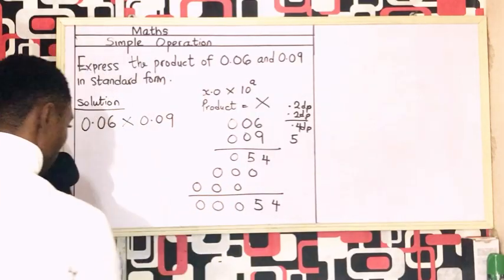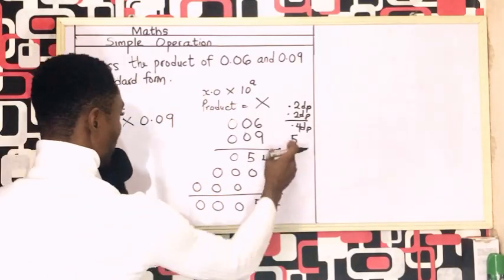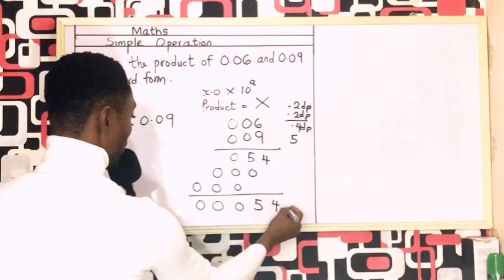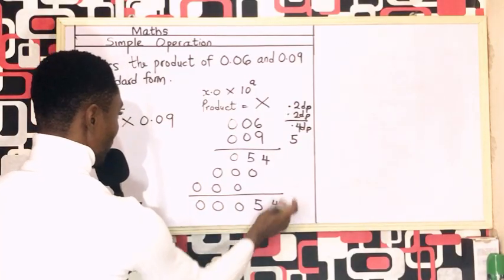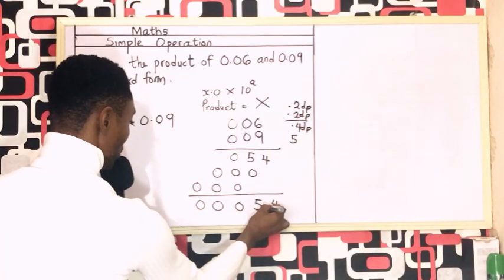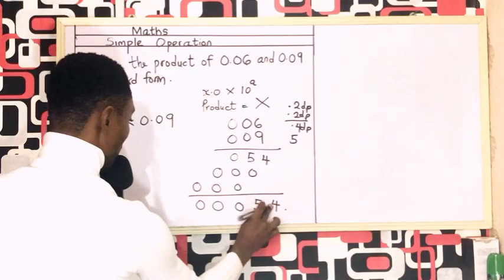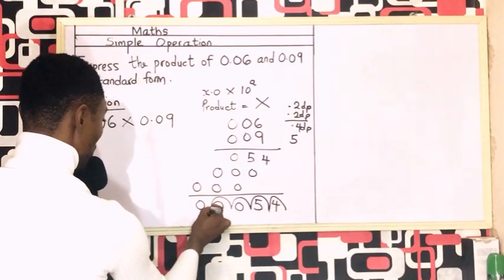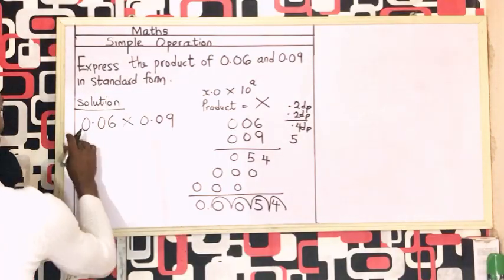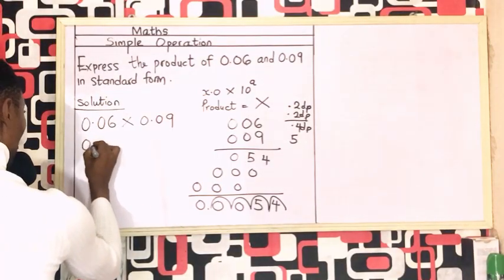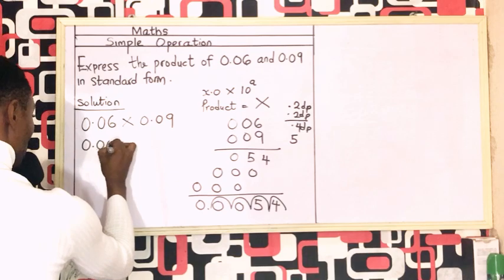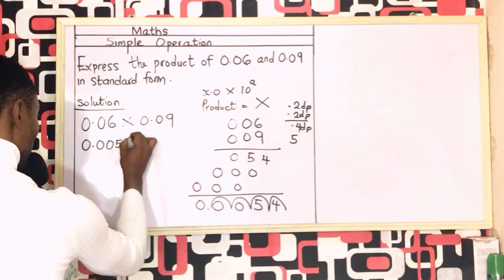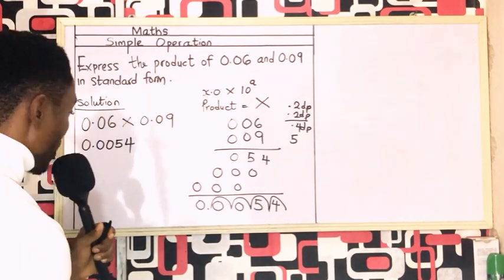Look at what we have here now. Bring back the decimal place. You're going to count back four places: 1, 2, 3, and 4. So in this form, our answer when you multiply this becomes 0.0054. Are we together here?